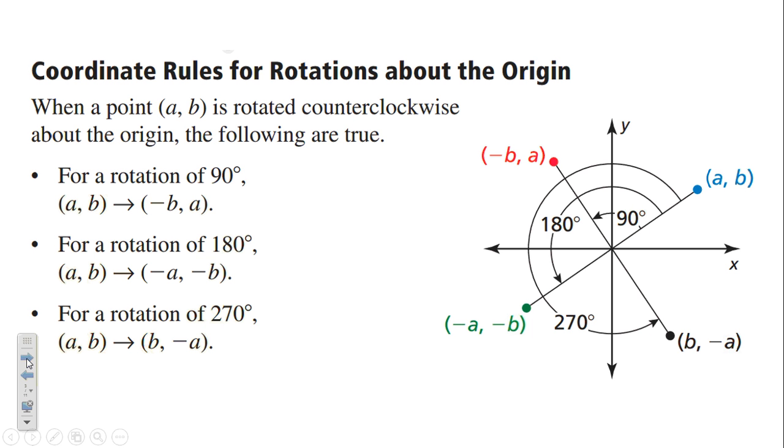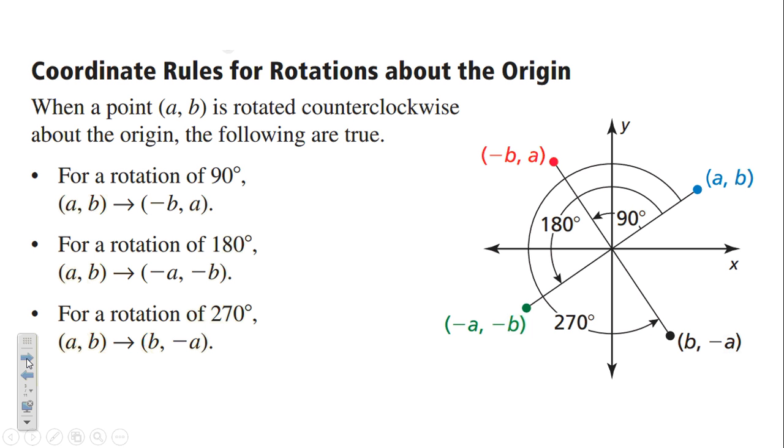For a rotation of 180 degrees, A, B is now negative A, negative B. Exactly. We just changed the sign. So if it was already positive, it's now negative. If it was negative, it becomes positive. We're just switching across the line y equals negative x, aren't we? We're reflecting.